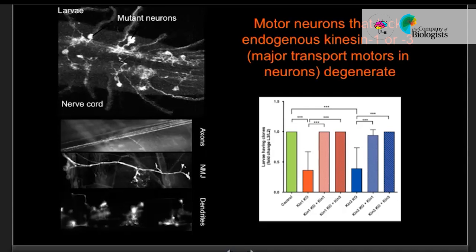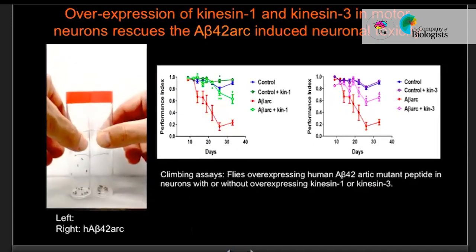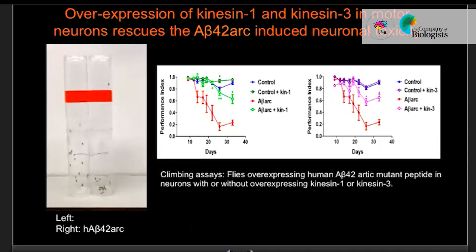And now the question that came to our head is: if amyloid beta toxicity blocks transport or motion, and neurons without motor proteins die, could it be that overexpressing motor proteins in an amyloid beta toxic neuron rescues the phenotype of the amyloid beta toxicity? And the answer is yes. The way we did this, a very simple way in the fly, is with the climbing assay. This is a very well-established technique as a readout of neurodegeneration, which is motility, locomotion capacity.